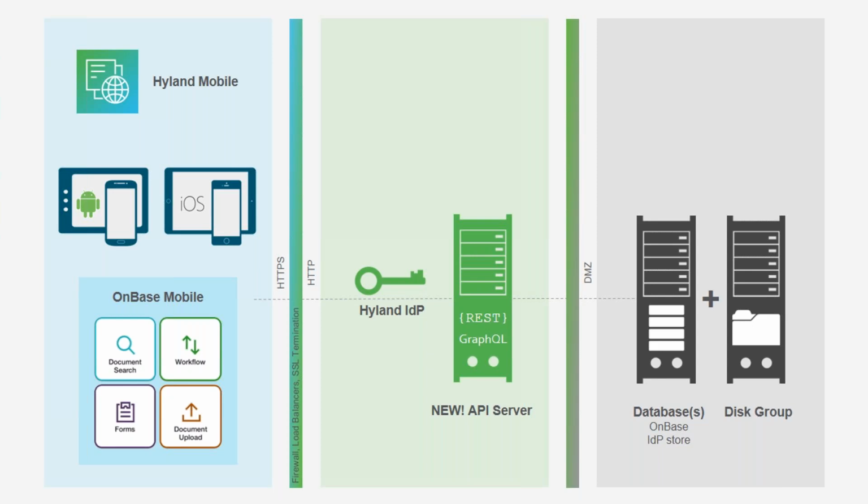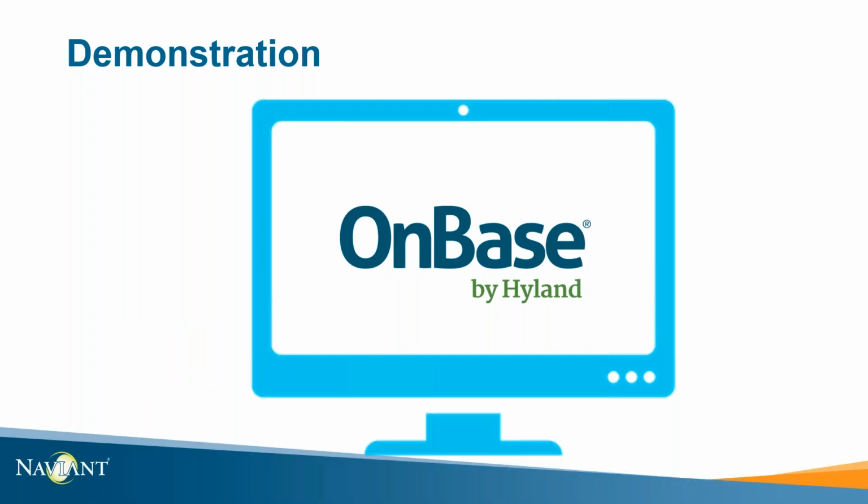On the left-hand side, truly being that mobile device, the different capabilities within that mobile device, and then through the internet, connecting to that API server, utilizing that Hyland Identity Provider, securely connects to the back end of your OnBase system, which includes your disk groups, your OnBase database, so on and so forth, to be able to serve up that document search, that workflow capability, to enable those forms and uploading documents into the system. All right, which is a great time to get us into a demonstration here.